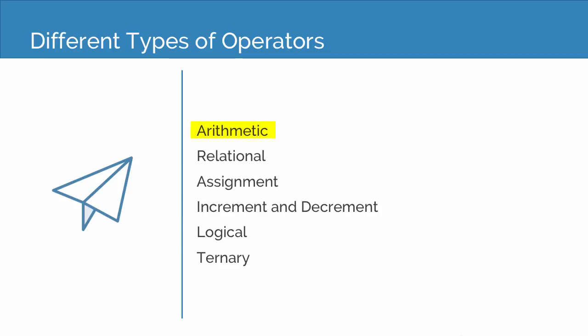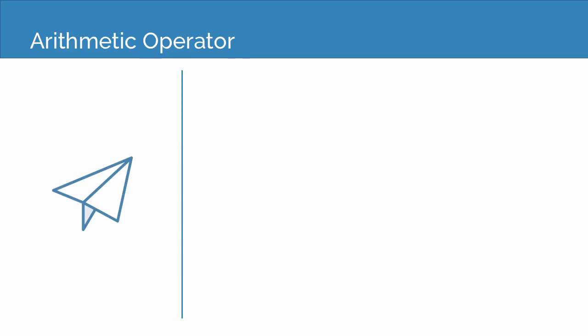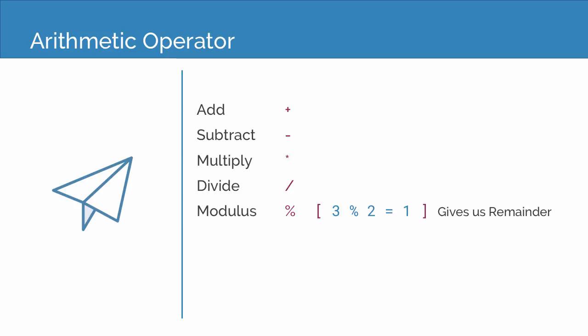Let us now proceed and check out what is the arithmetic operator in Java. The arithmetic operator helps us to perform the mathematical operation between two variables or numbers. So we have the add operator, subtract, multiply, divide, and also the modulus operator. The modulus operator simply divides two numbers and gives us the remainder in the output.